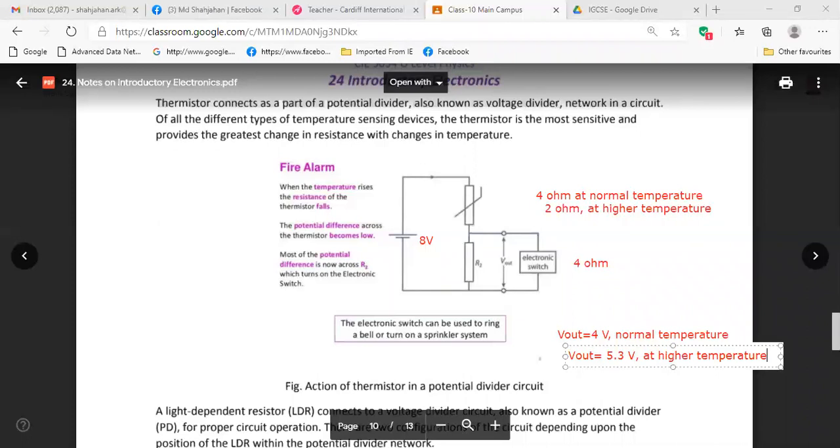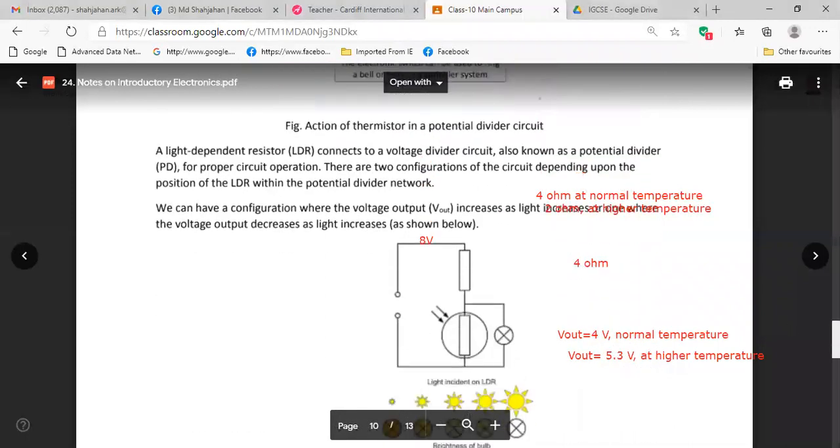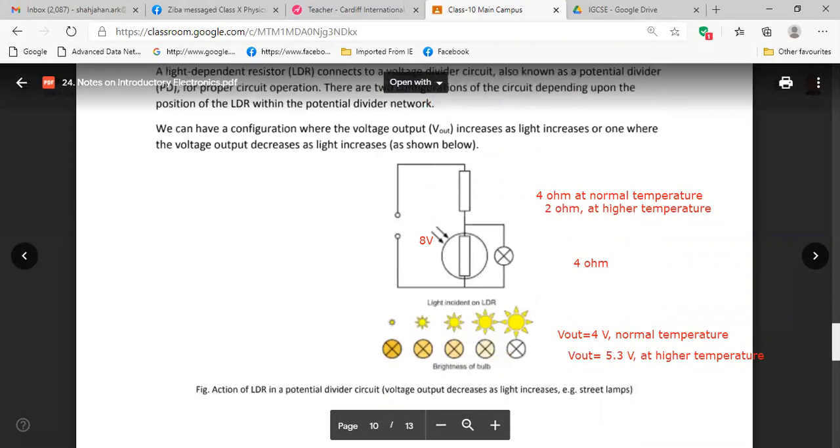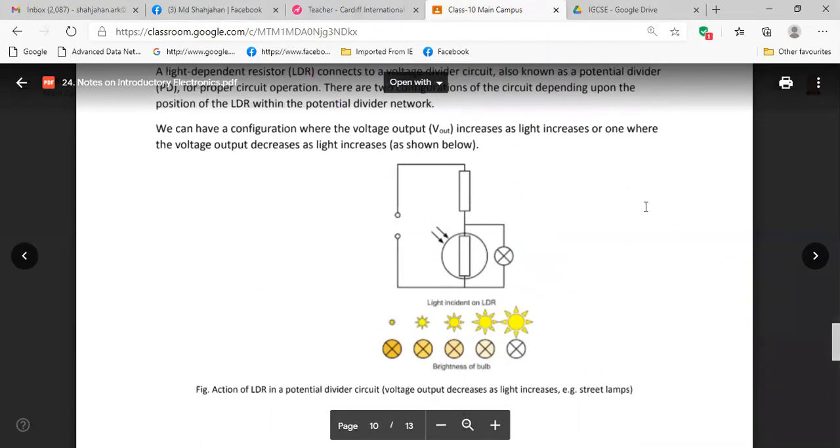Now we can apply another one, that is the light dependent resistor. We learn how the light dependent resistor is working. That one also we can understand the same way. That is also electronics. Now you see here we have the light dependent resistor. Are you seeing? Yes, sir. Okay, look at the diagram.